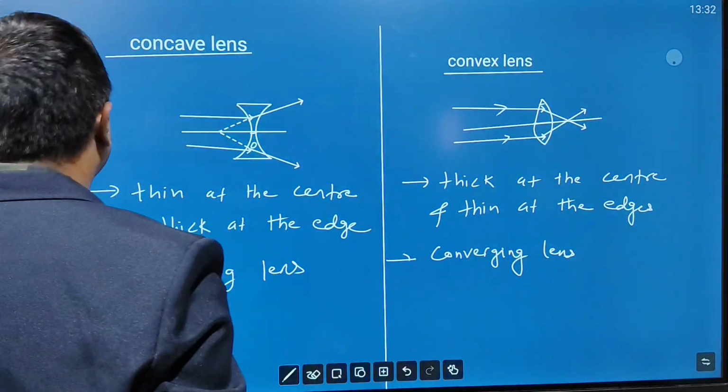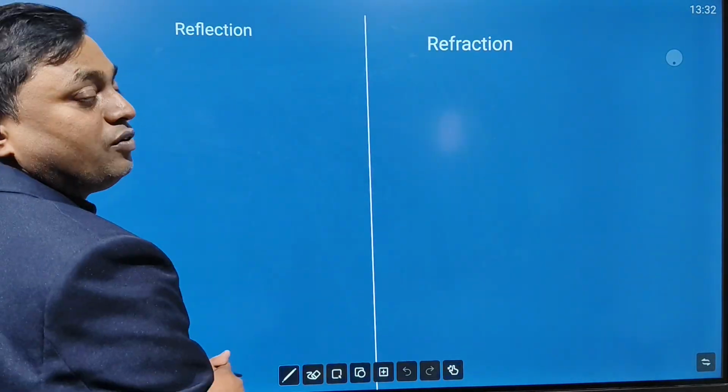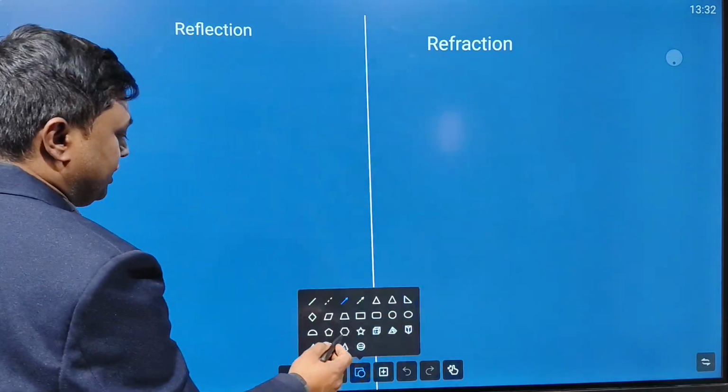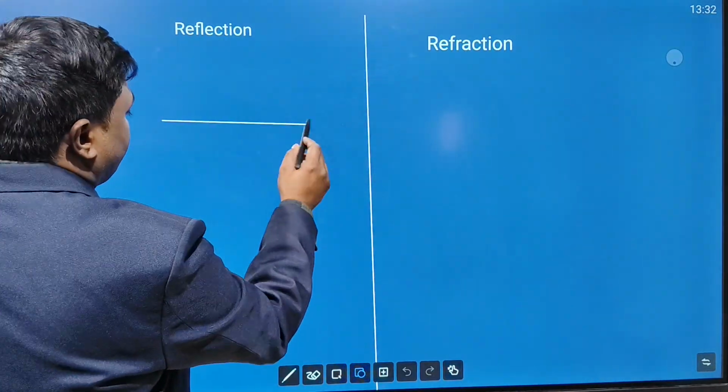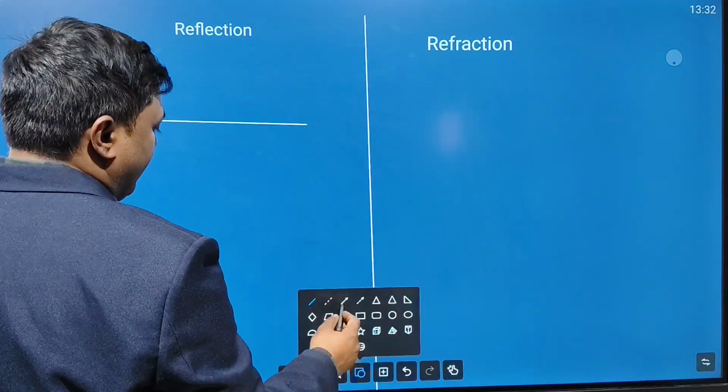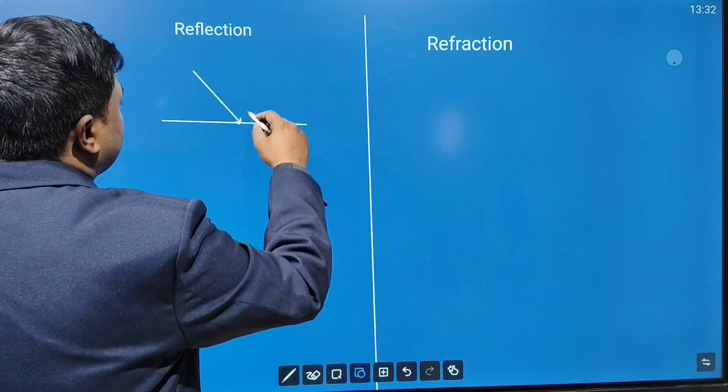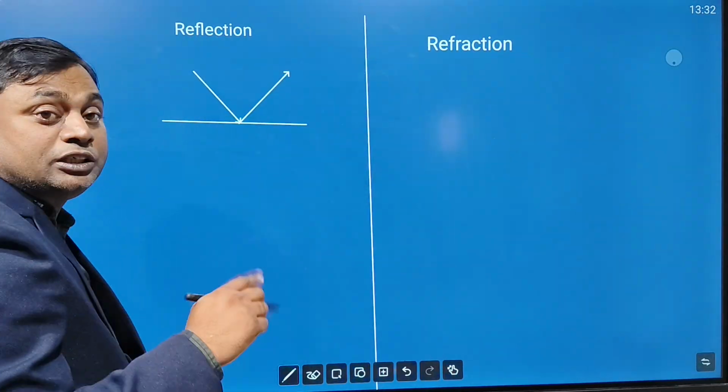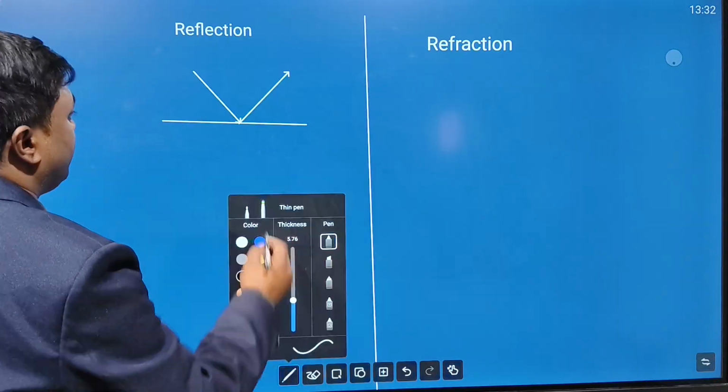Next question. We talk about reflection and refraction. Reflection is nothing but, if you take a solid surface, the bouncing back of a light ray. When light falls on the surface, it bounces back. This phenomenon of bouncing back of a light ray is called reflection of light.